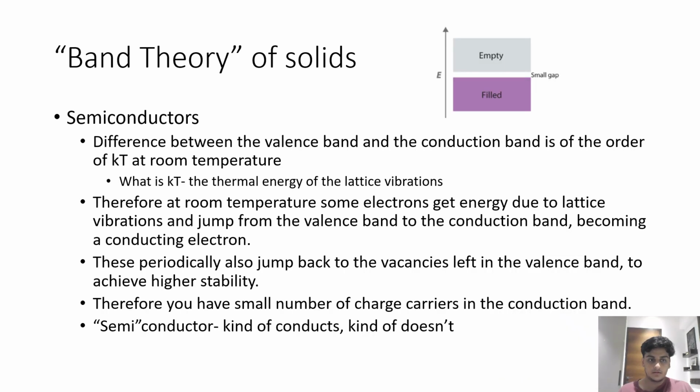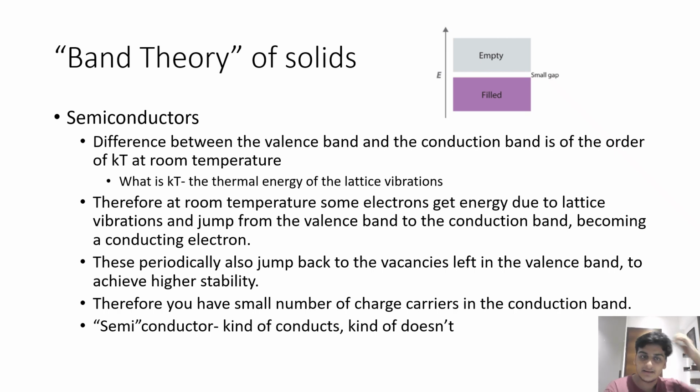Let's talk then about semiconductors, right? Semiconductors have a completely filled valence band and a completely empty conduction band, and there is a small gap between these two bands. What we mean by small gap is that the gap is of the order of kT at room temperature, and kT is the order of the thermal energy of lattice vibrations at room temperature. What this implies is that at room temperature, some electrons get energy due to these lattice vibrations and jump from the valence band to the conduction band.